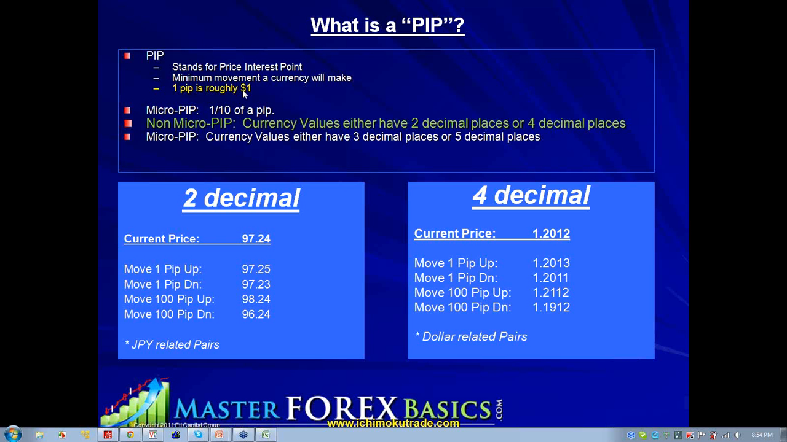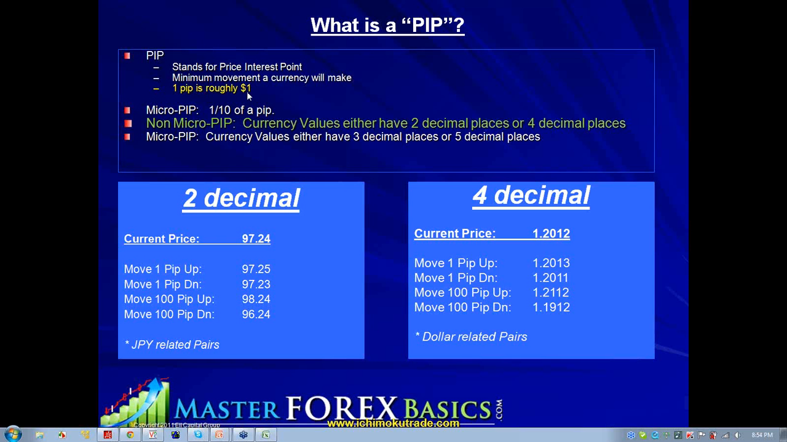Okay? So from this point on, I'm not going to talk about micro pips except for certain scenarios. I'm always going to assume we're talking about a pip where 1 pip is $1. Or in Canada, 1 pip is $1 Canadian dollar. Or in London, 1 pip is £1. Everyone okay? So 1 pip is equivalent to whatever currency you're in, but $1 of it.